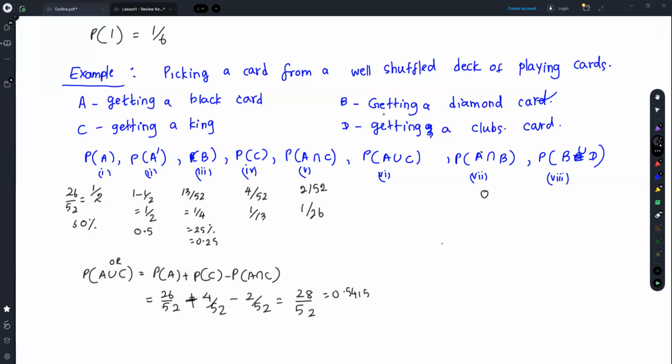Okay. What about the last one? B union D. Getting a diamond card and a clubs card. Union.